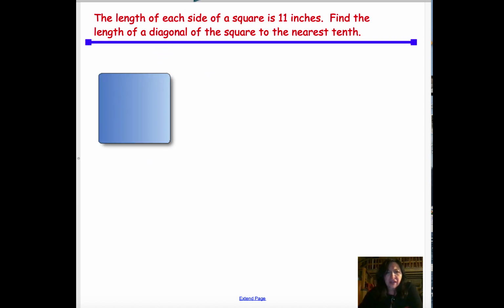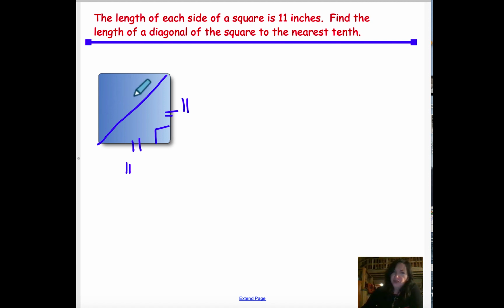The length of the side of a square is 11 inches. So this would be 11. Find the length of the diagonal. So what you're looking for is this length here. Now, if it's a square, we know that the legs are equal to each other. We know that that's 11, so that's 11.